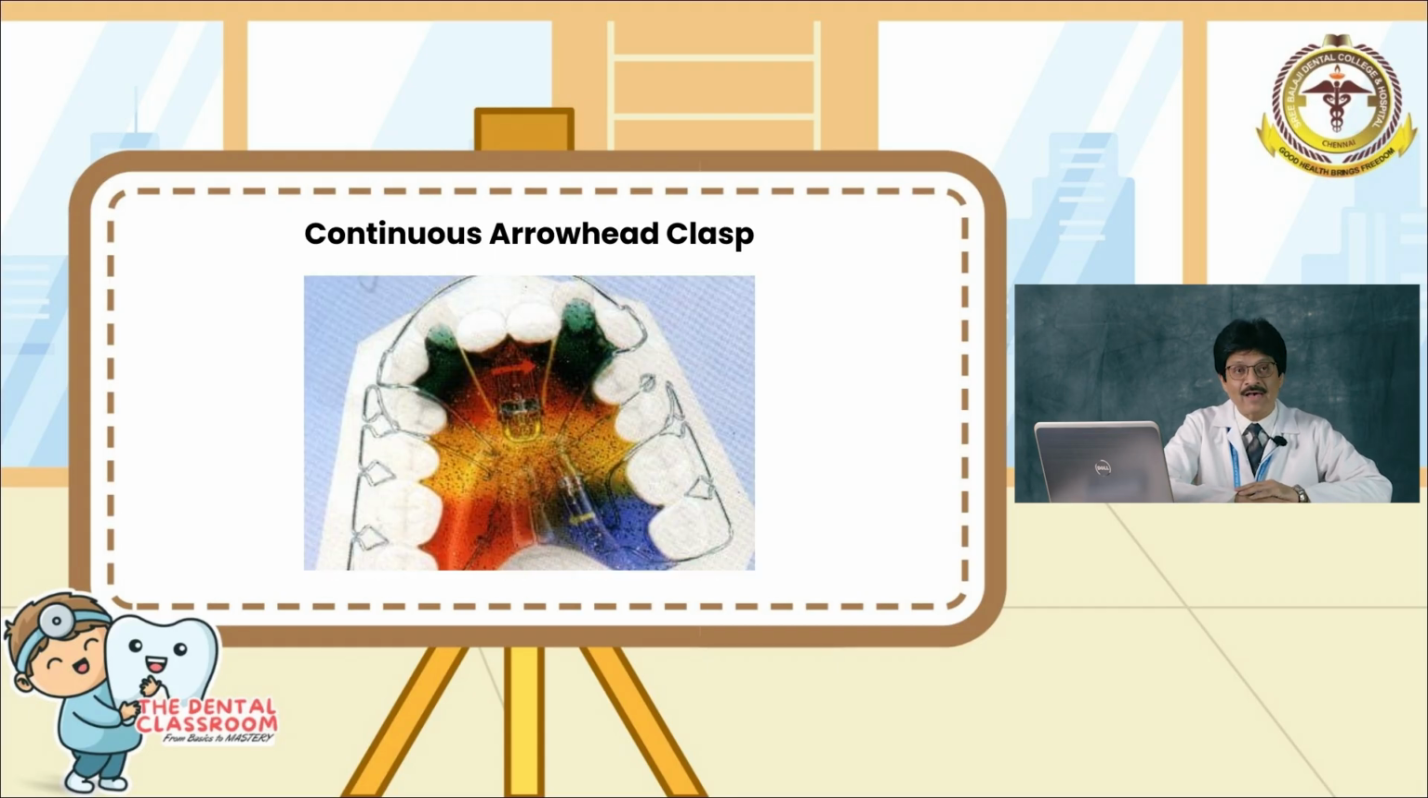Or you can also have a continuous arrowhead clasp which can engage the interdental area between the first and the second premolar, between the second premolar and the first molar, and between the first molar and the second molar.